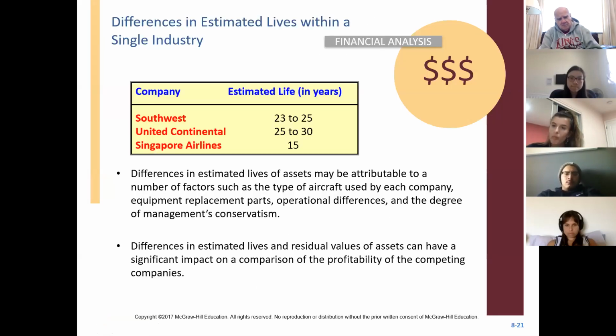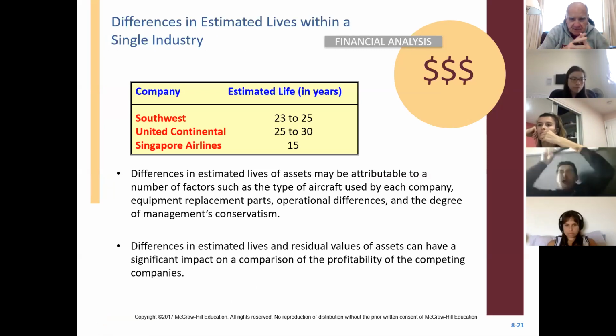And this is just for information purposes. The differences in estimated lives within a particular industry. Look at Southwest. They estimate their planes have an estimated life of 23 to 25. Continental, United Continental, same thing, 25 to 30. Look at Singapore though, 15 years. Does that mean that Singapore's planes are safer? Does it imply anything about which airline you might like to fly in terms of safety? No, I don't think so.